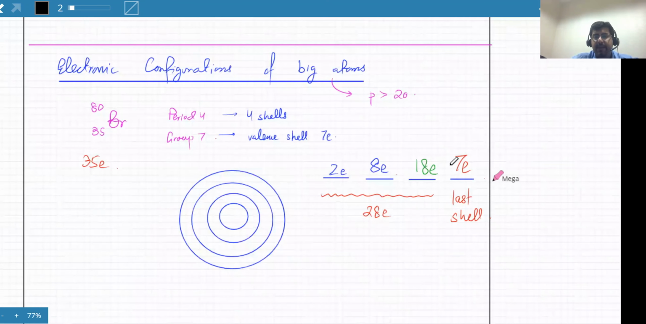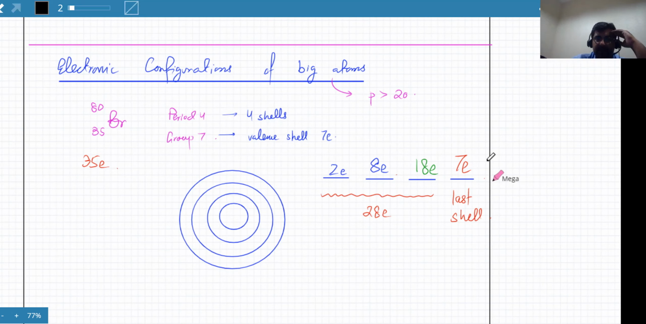If you have a big atom, you look at what period it is in. If it's in period 4, that means it has 4 shells: 1, 2, 3, 4 shells. And if it's in group 7, that means the last one is going to have 7 electrons. So out of 35, the last one has 7 electrons, and you're left with 28. So you start filling here, 2 electrons, 8 electrons, and the remaining electrons go over here.